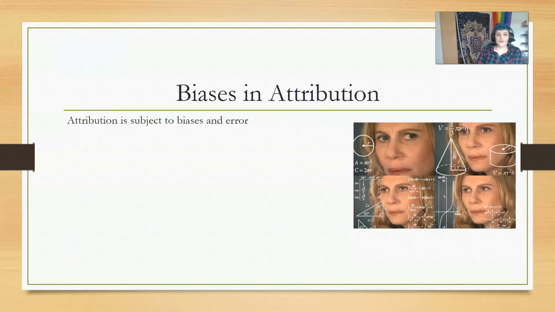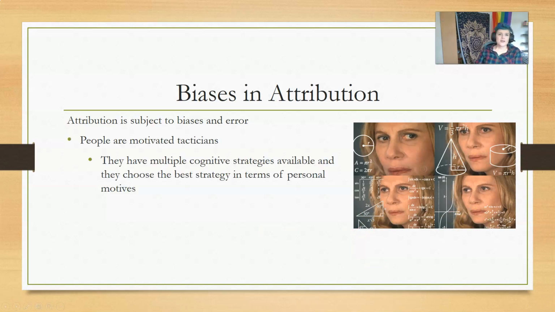Now, attributions are subject to biases and errors. This is because people are motivated tacticians. We try our best to reduce the amount of effort that we put into thinking about things, called our cognitive load.